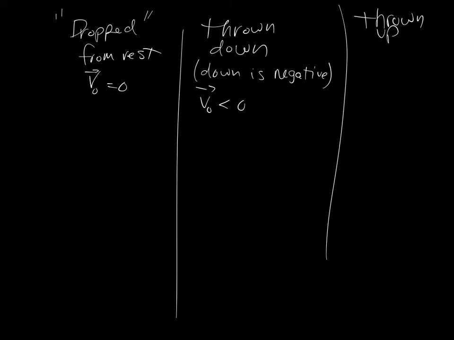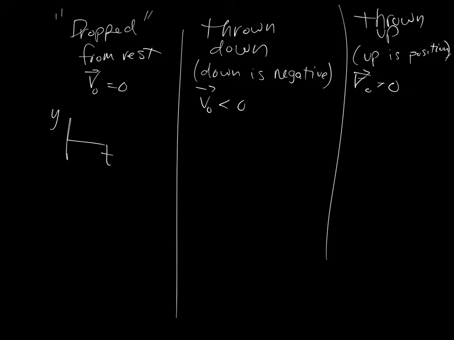And then let's say thrown up. I don't mean throw up, I mean thrown up. Not funny. Okay. And then up is positive. So that means that your initial velocity is going to be positive. So V naught is going to be greater than 0. Alright? So let's do the easy ones first.